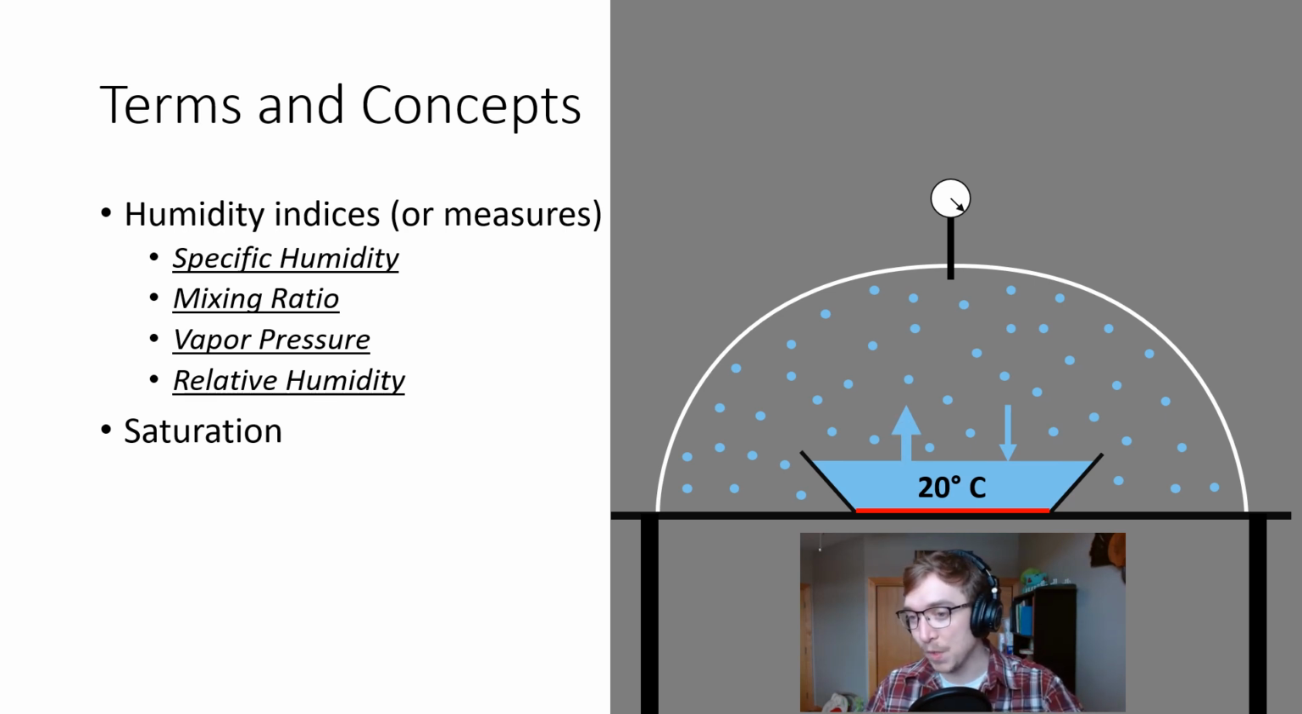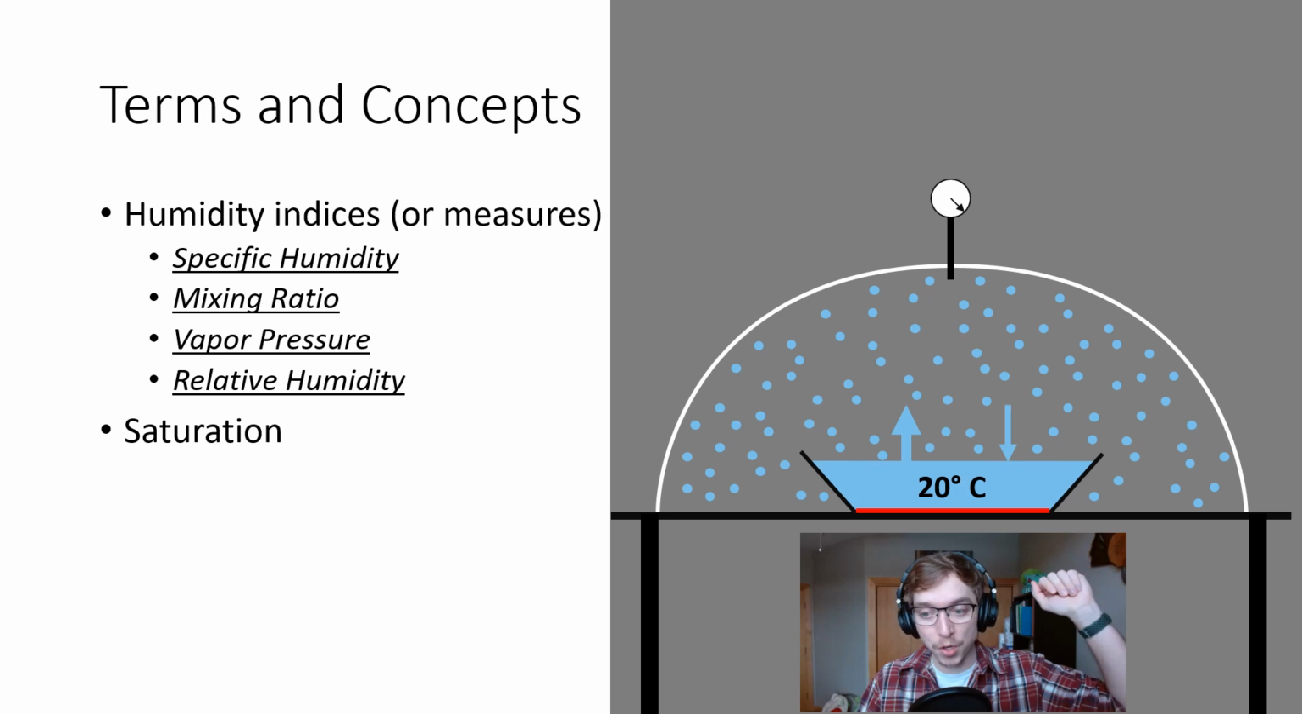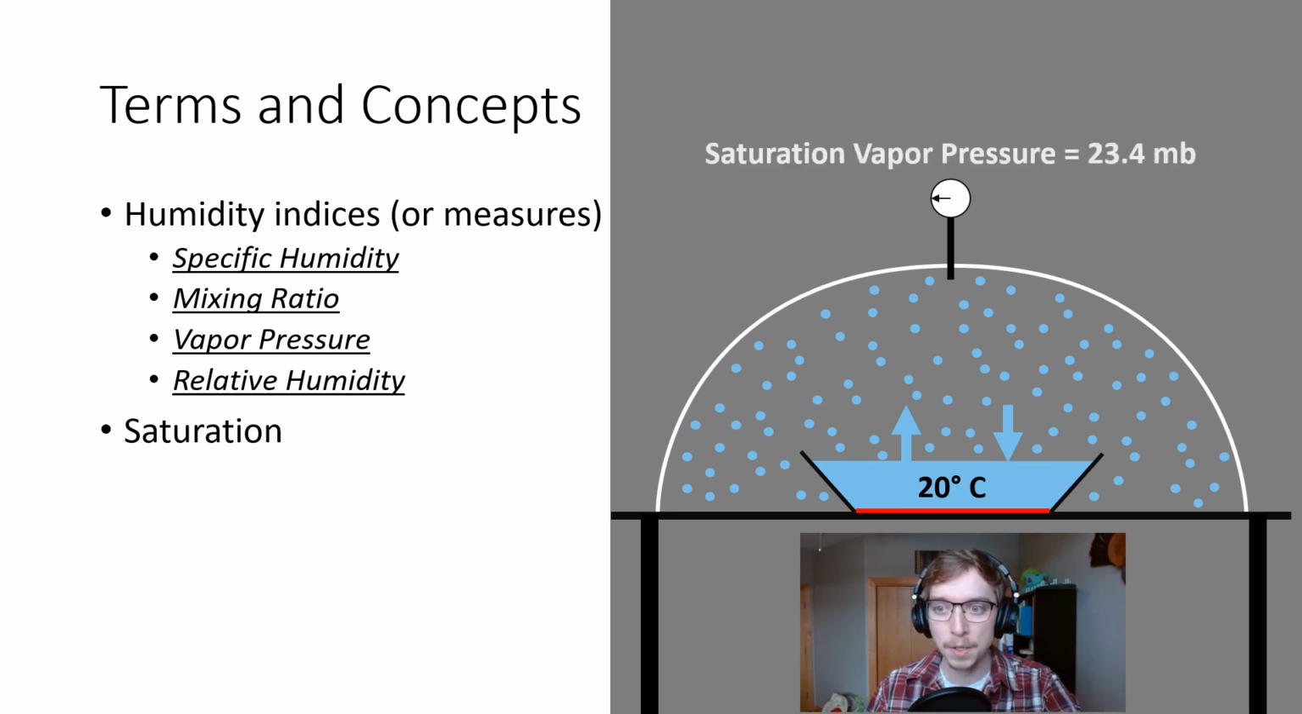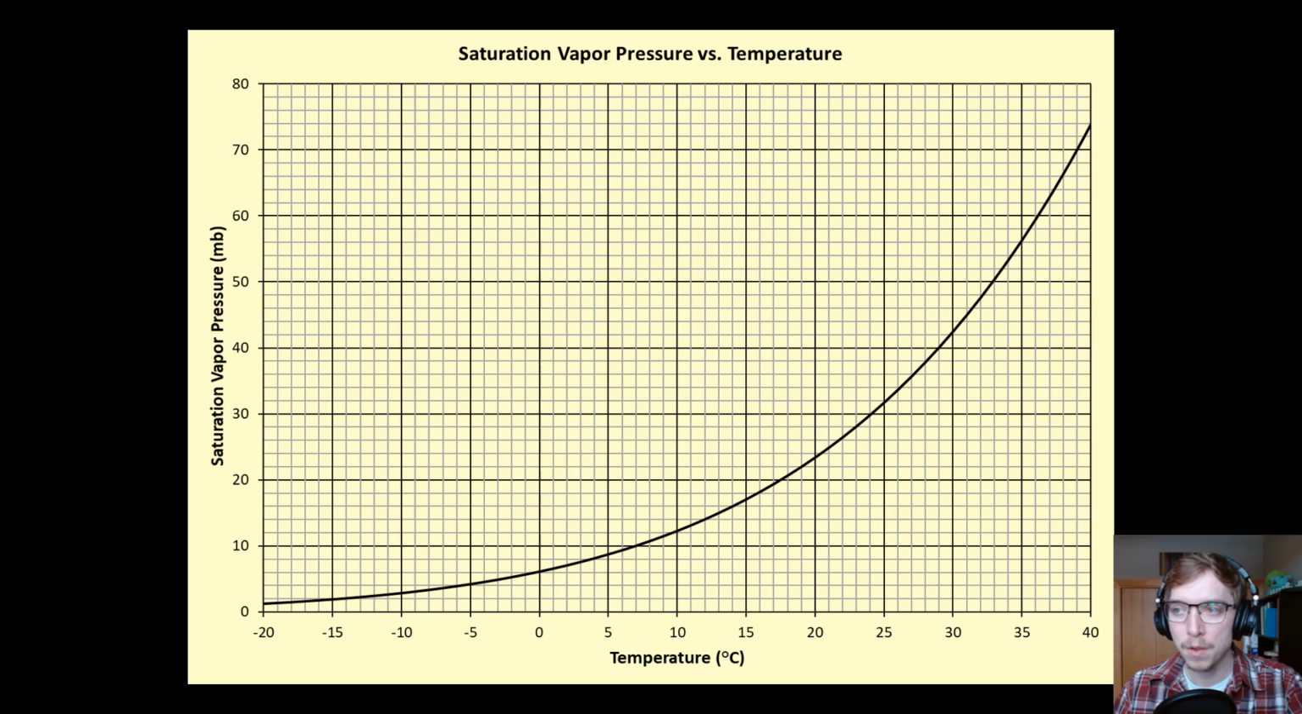Now, if this water was heated to 20 degrees Celsius, it's going to increase the moisture content within the air as we're heating it, as it's evaporating off. We're also going to increase the amount of water condensing back onto the surface in this kind of closed little system. With 20 degrees Celsius, we would have a saturation vapor pressure of 23.4 millibars.